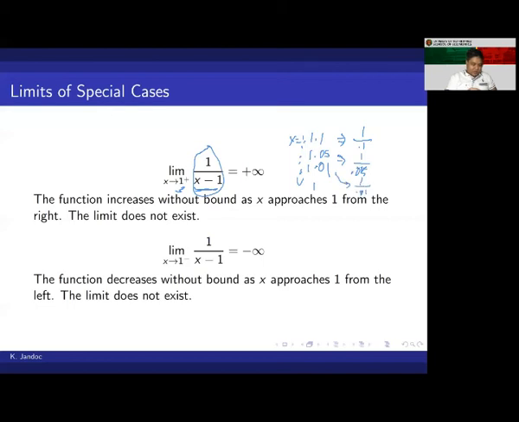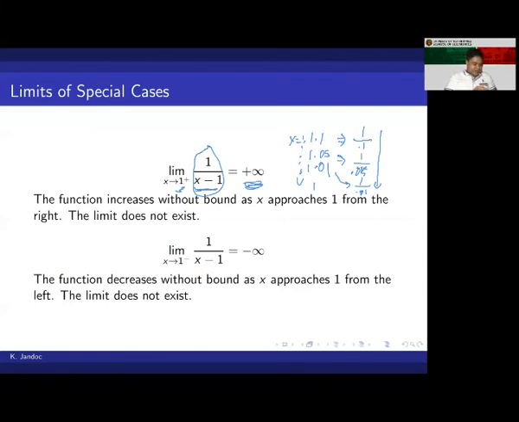Now you notice that as you go from here to here, the value explodes. It increases without bound. So the limit is positive infinity. It increases without bound, so this limit does not exist.